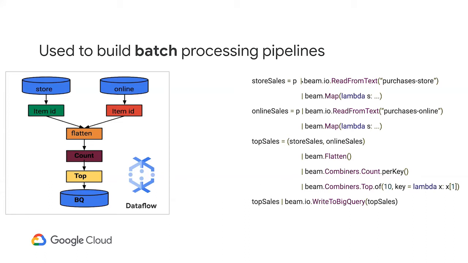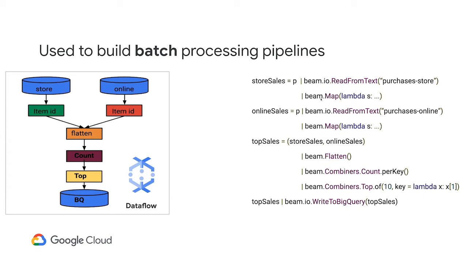For the use case, let's imagine we have files that are coming from our online systems and our bricks and mortar stores. So let's imagine we're a retailer, and what we want to do is count the number of items that are being sold. So there are two things that we need to do. First, we'll need to read those files in. For our store sales, we will use the primitive ReadFromText, and this will allow us to consume and process those files and bring them into a PCollection.